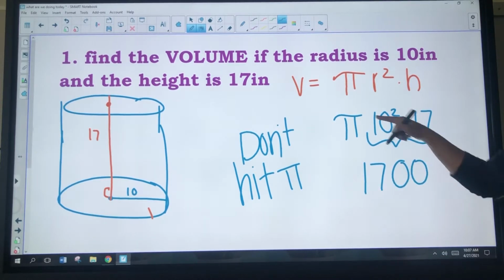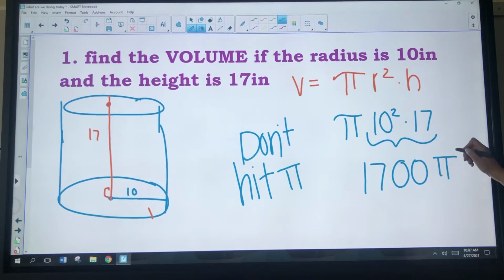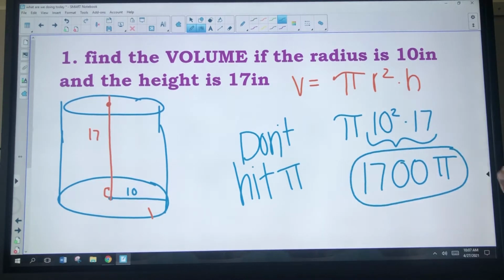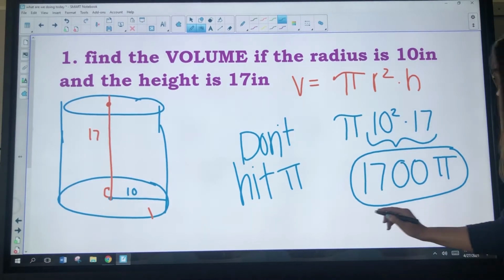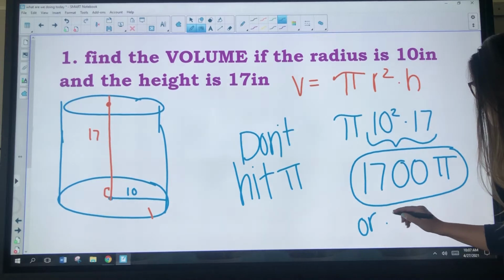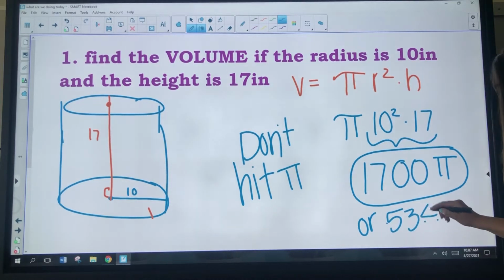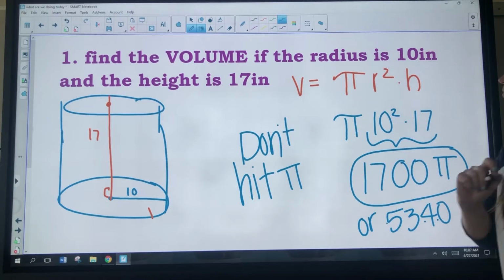But you don't ditch your pi, you just put it at the back of your answer. That is your answer. Technically the volume is 5,340. But again, that's rounded, that's not exact. 1700 pi is your answer.